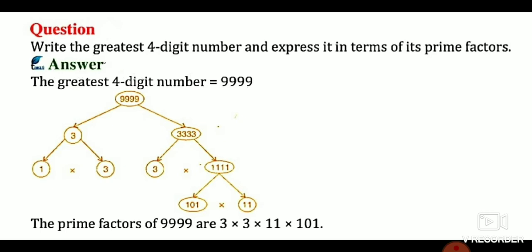3 again can be written as 1 into 3. Then 3333 can be written as 3 into 1111. If you multiply 3 into 1111, you will get again 3333.